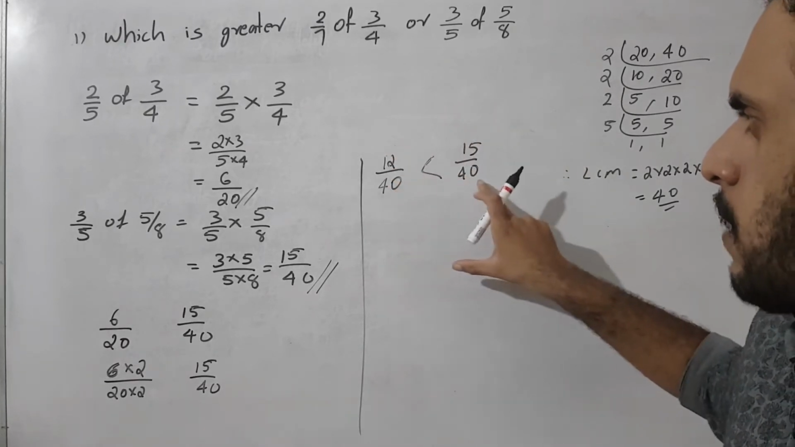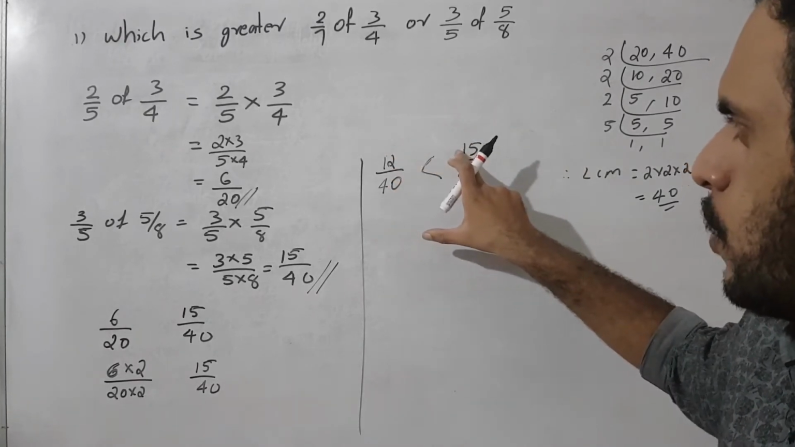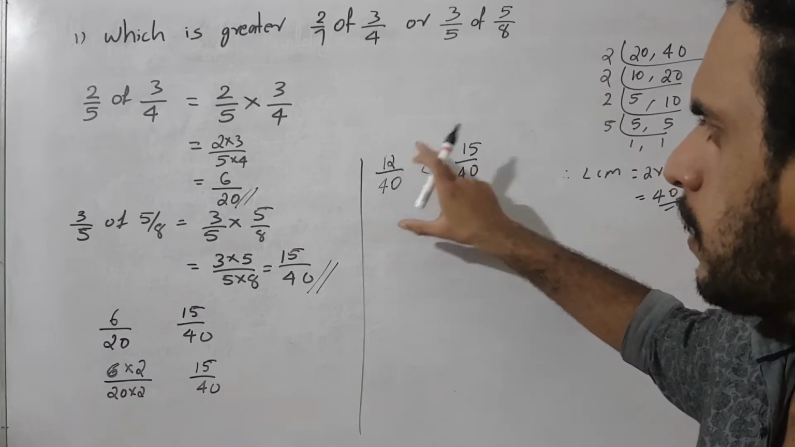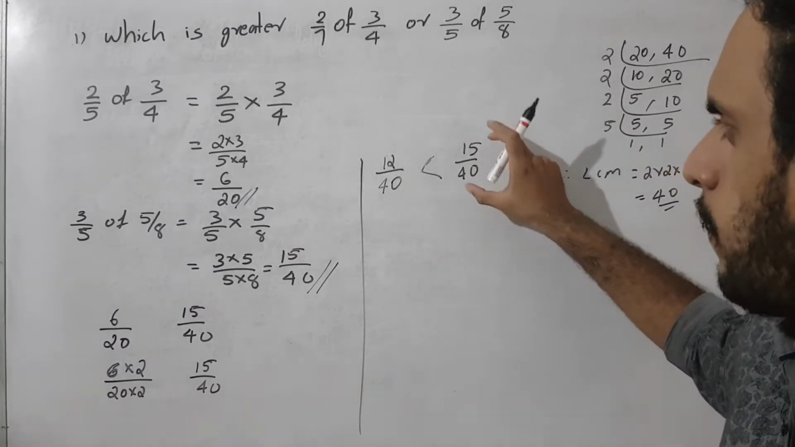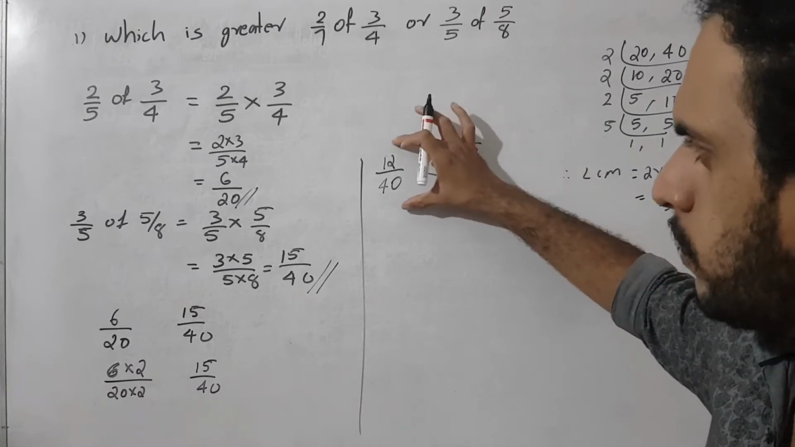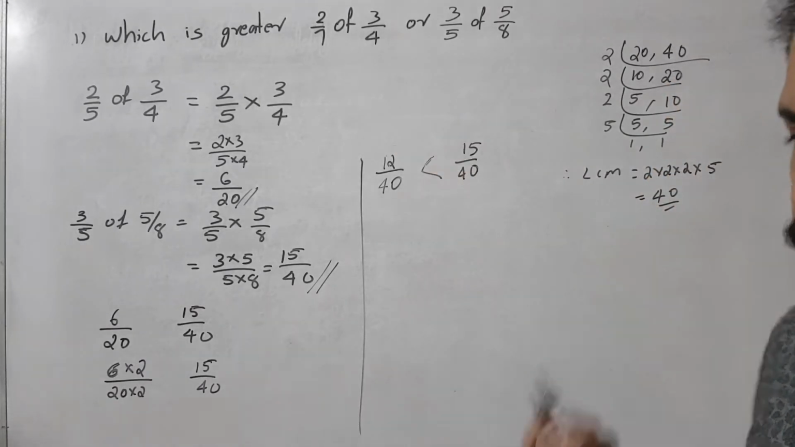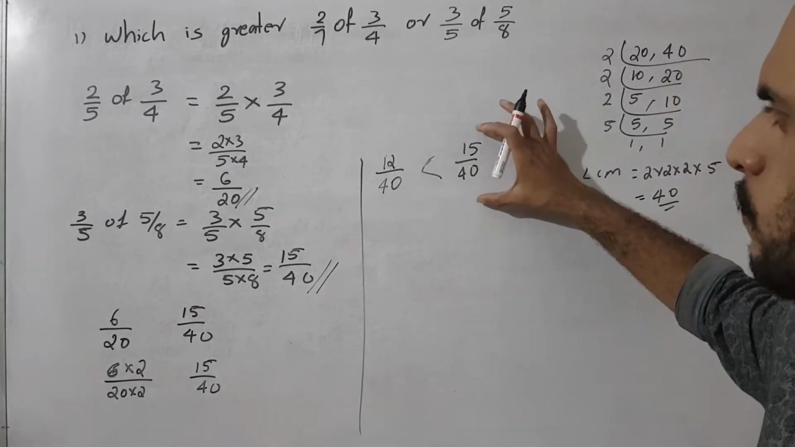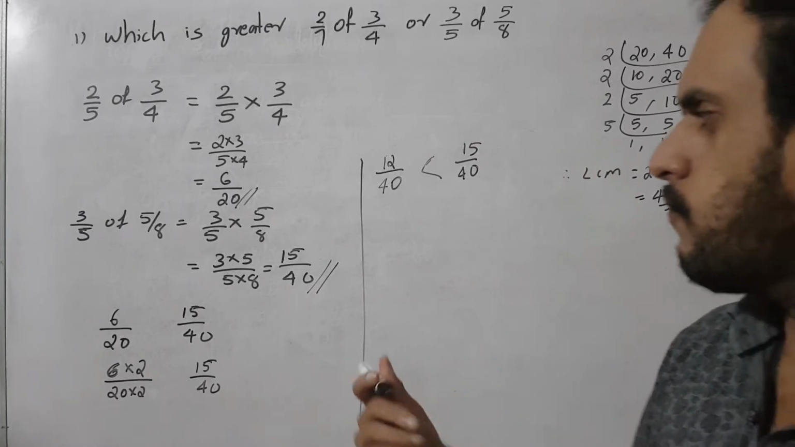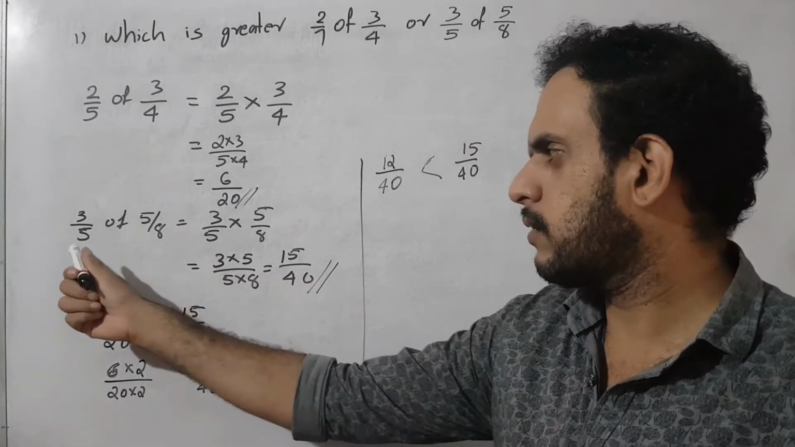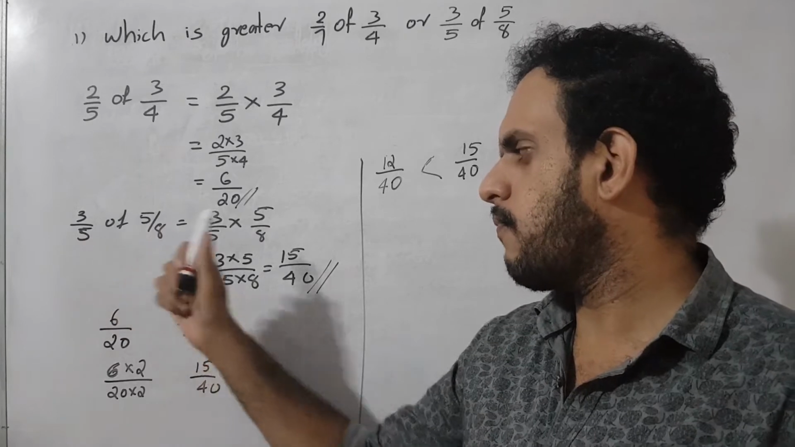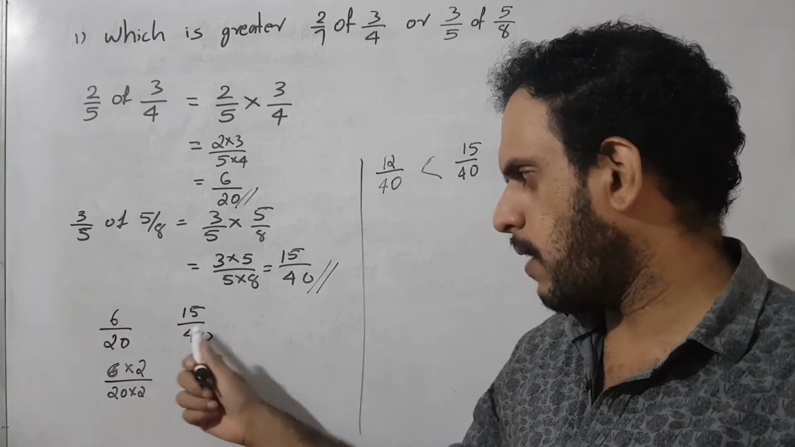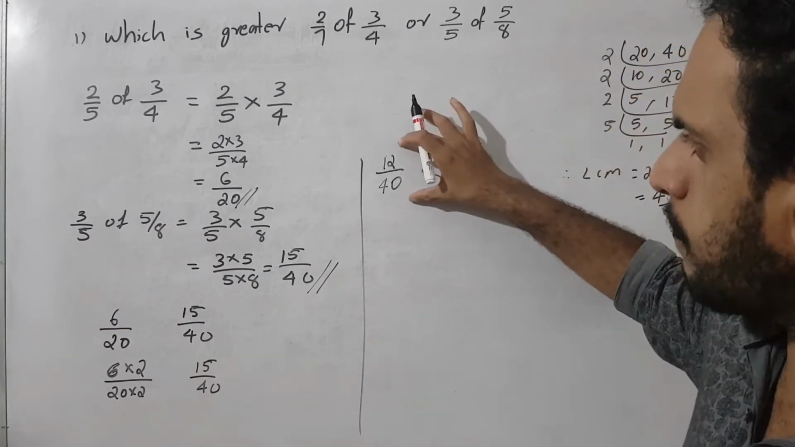കാരണം ഡിനോമിനേറ്റർ സെയിം ആവുമ്പോൾ നമ്മൾ ന്യൂമറേറ്റർ ചെക്ക് ചെയ്തു. ന്യൂമറേറ്റർ ചെക്ക് ചെയ്യുമ്പോൾ നമുക്ക് മനസ്സിലായി 12 വലുതാണ് ഏത്? 15 അല്ലേ? അപ്പോൾ 15 by 40 ആണ് ഏതിനേക്കാൾ വലുത്? 12 by 14 വലുത്. അപ്പോൾ നമ്മൾ നോക്കി ഏതാണ് ശരിക്കും 15 by 40 പറഞ്ഞാൽ എന്താ? 15 by 40 is the value of 3 by 5 of 5 by 8. ഇവിടെ നമ്മളൊരു മാറ്റം വരുത്തിയിട്ടില്ല.